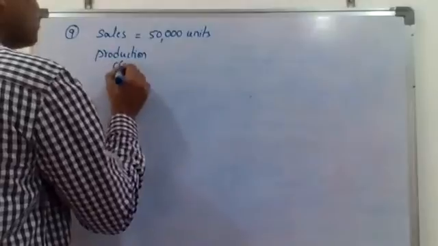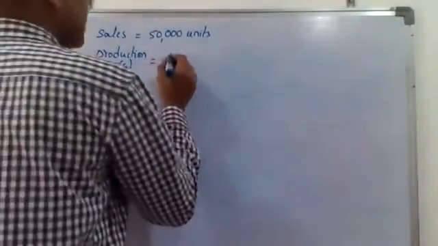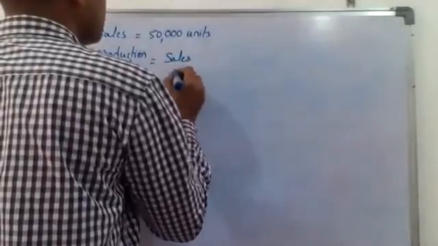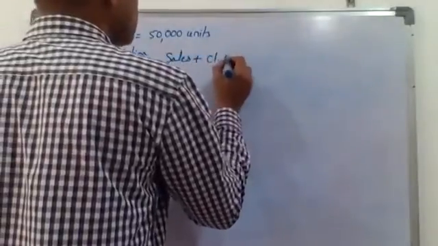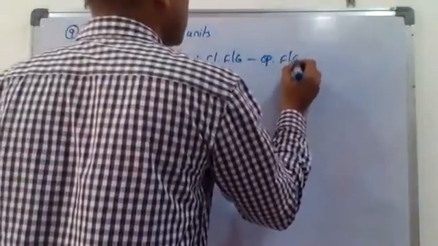Production is always in finished goods. Sales is always in finished goods. What is the formula for production? It is sales units plus closing stock of finished goods minus opening stock of finished goods, correct?